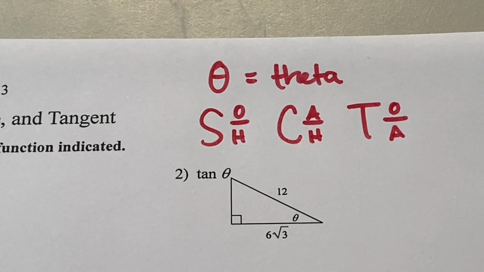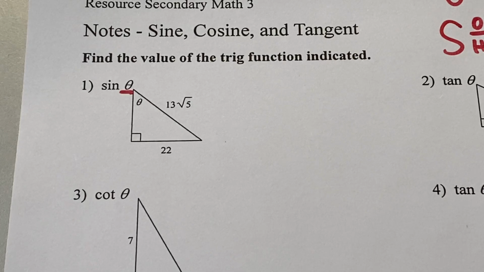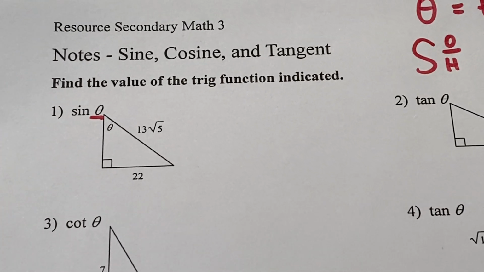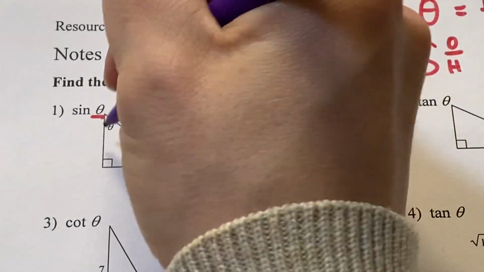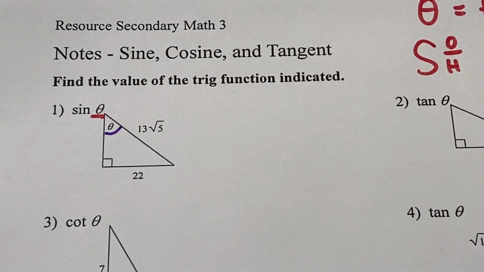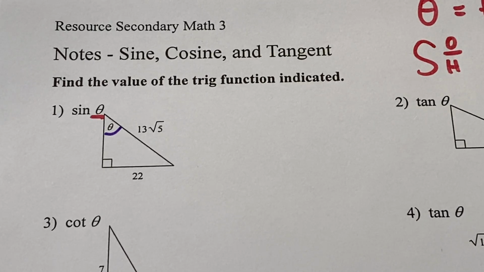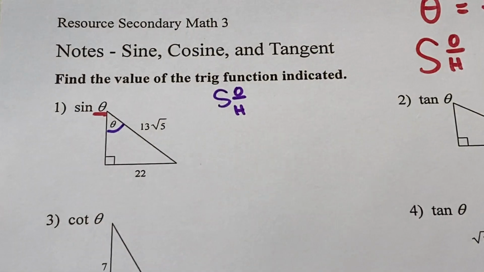So let's go ahead and look at number 1. This does take it up a notch a little bit, and you'll see why. This is saying sine of theta. Don't let theta fool you. It's just telling you where you're standing in the triangle. We're standing right there, at theta. This is actually kind of nice, these examples. It only gives you the sides that you're working with. So sine only deals with opposite and hypotenuse.